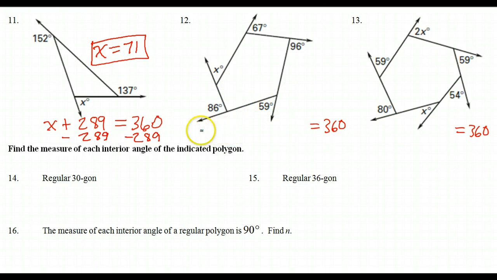For this one, I'm going to have x plus, and I'm just going to add up these 4 numbers. That gives me 308. If I add these 4 angles up, I of course need to subtract 308 from both sides, and that will give me x equals 52.